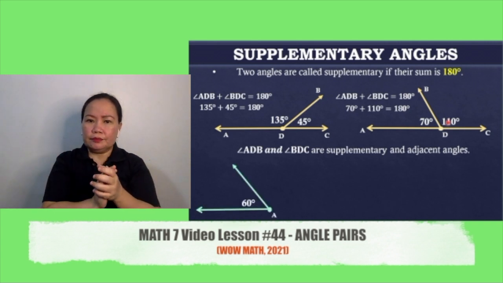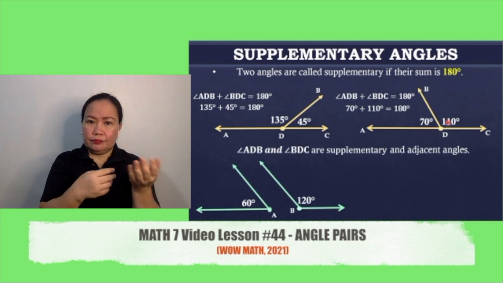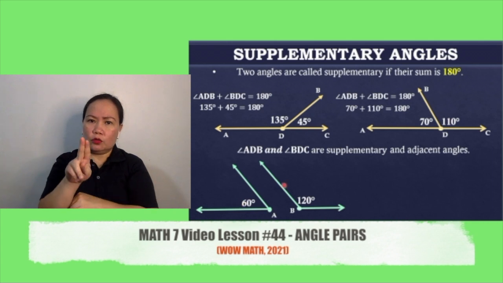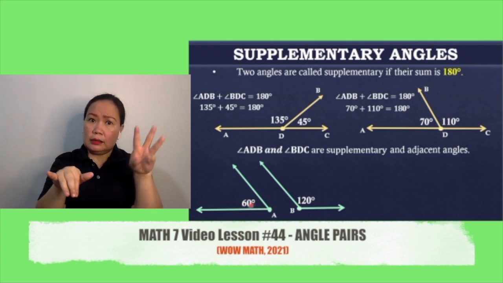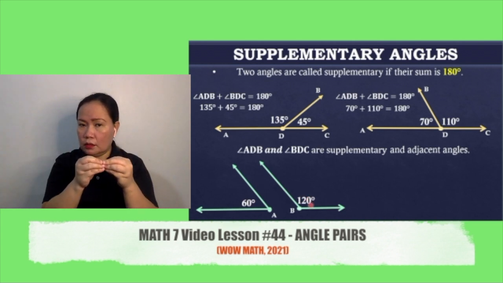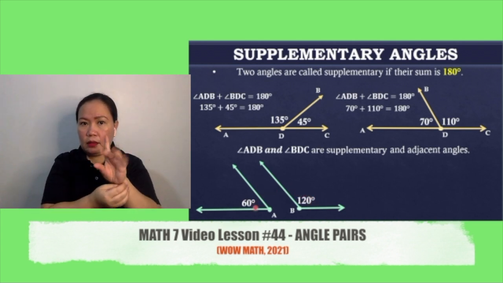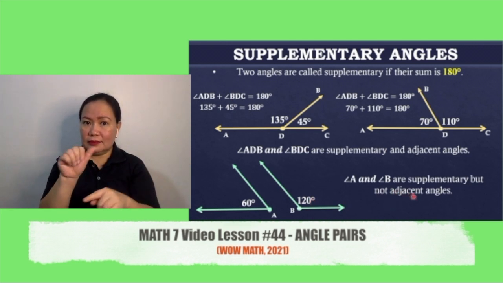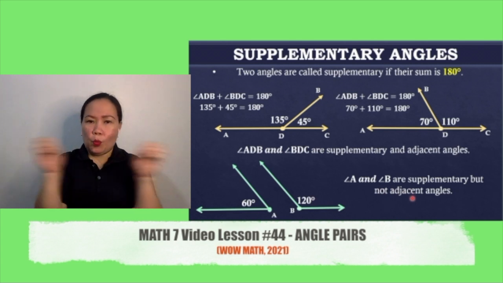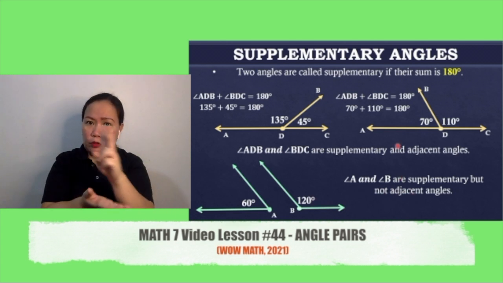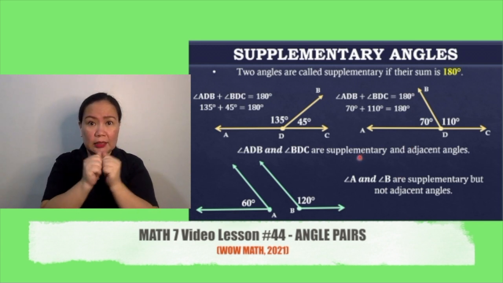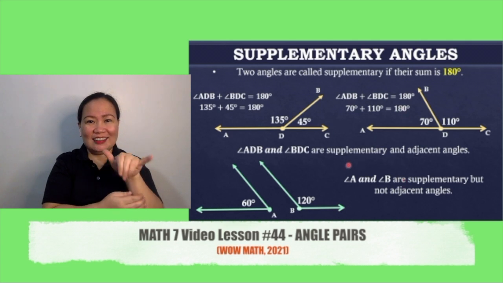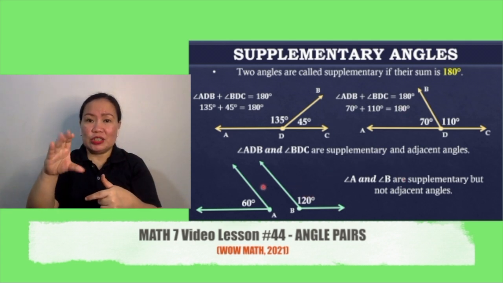Next, so I have here another supplementary angle. Why? Because this is 60, this is 120. So, the angle A is 60 degrees, your angle B is 120 degrees. So, these two are supplementary angles. But, they are not adjacent angles. Ibig sabihin, hindi lahat ng supplementary angles are adjacent. Pwedeng supplementary sila, pero hindi sila adjacent angles.